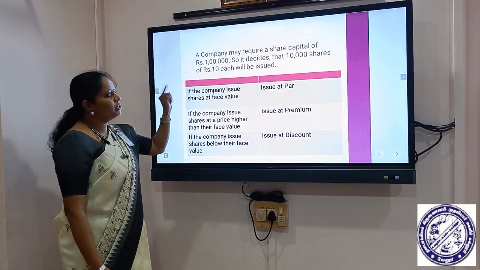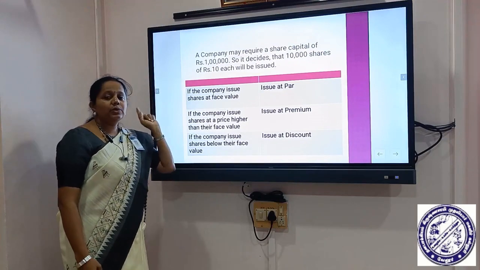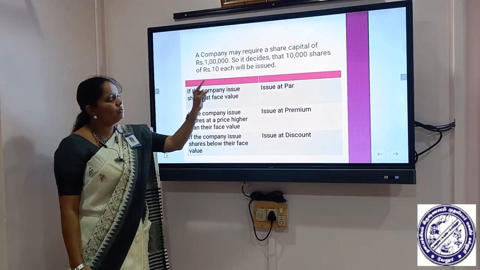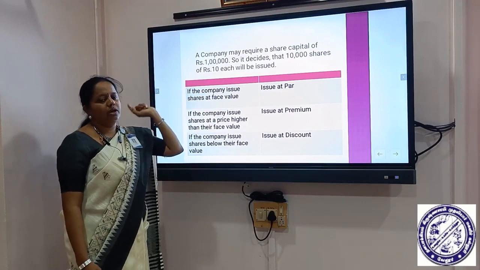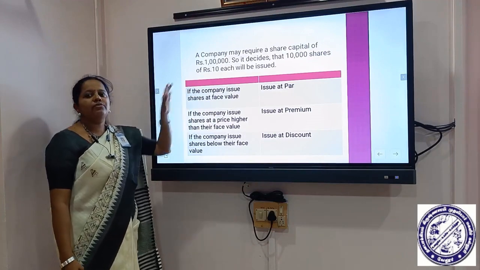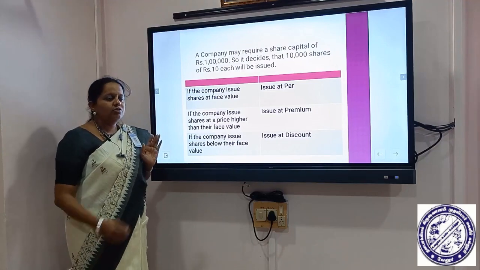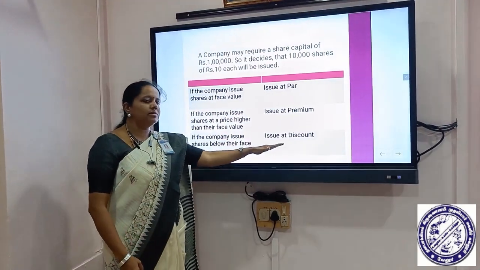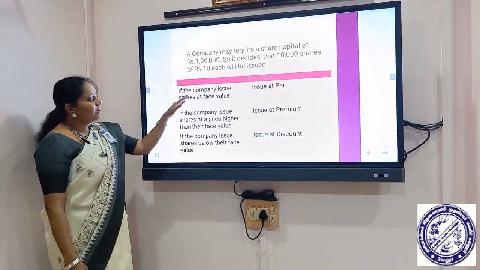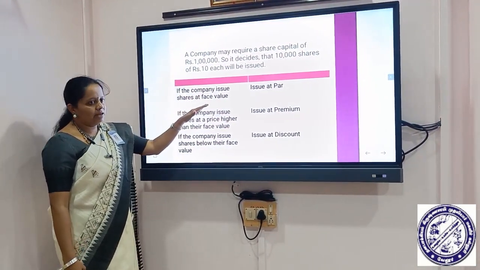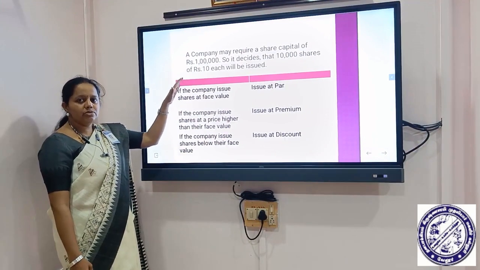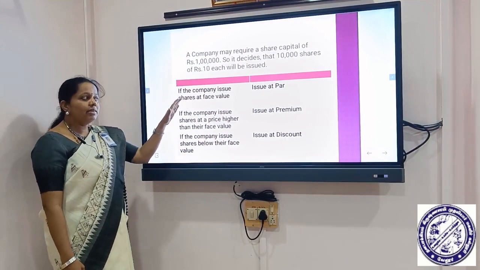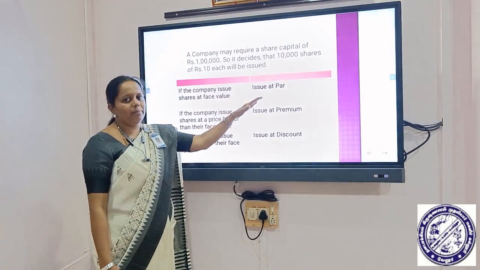A company may require a share capital of rupees 1 lakh. So it decides to issue 10,000 shares of rupees 10 each. Okay. So here rupees 10 is the face value of the share. The company may issue shares at par, at premium or at discount. If the company issues shares at face value, in this case at rupees 10 itself, then it is termed as issue at par.